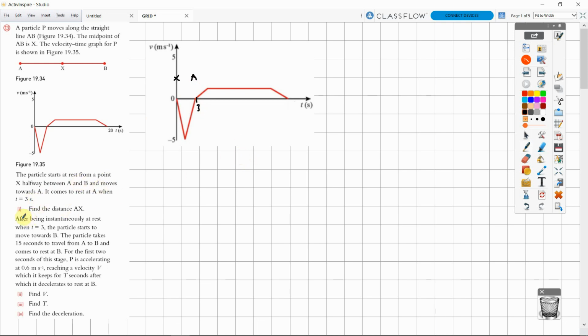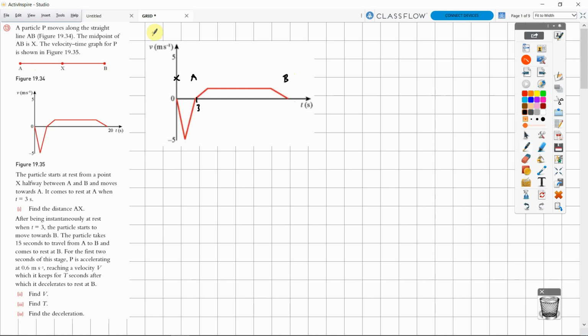And then later on, after being instantaneously at rest when t equals 3, as I've marked, the particle starts to move towards B, and comes to rest at B. So 0 meters per second, the particle is now at B. So what it's done is, it started at X, it started travelling towards here, it's taken 3 seconds to get there, and then it's taken some more time to get from A to B.